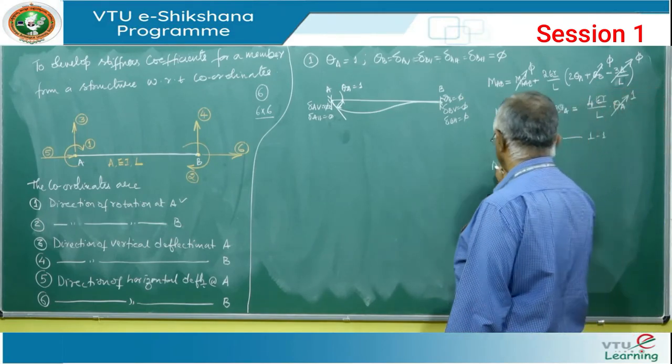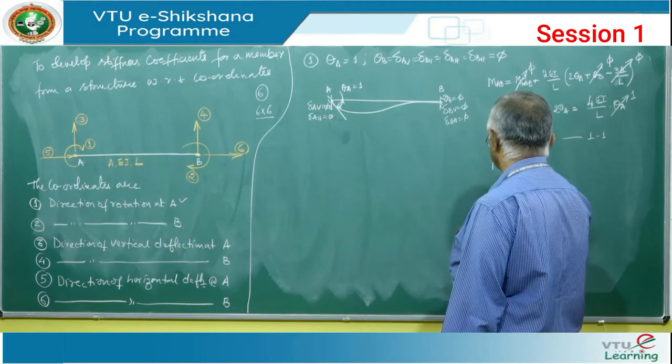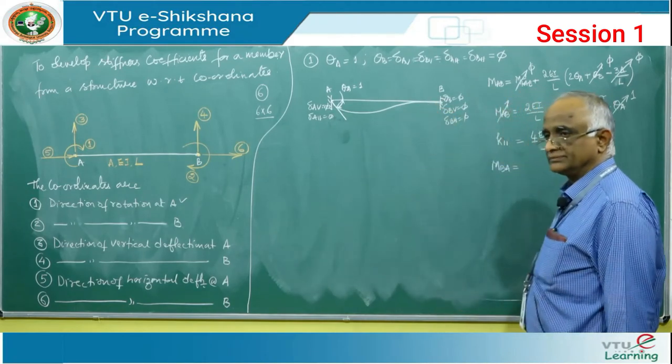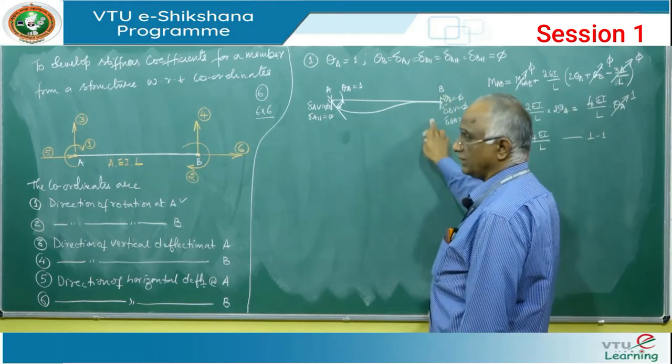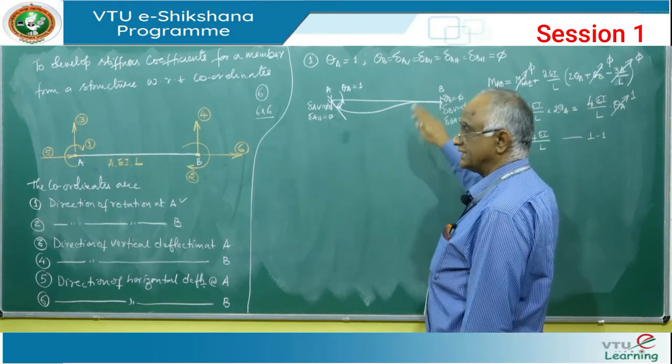Similarly, I can use the rotational moment at B now. So to make this zero rotation, there should be a moment developed here in the opposite direction. So that will come here.